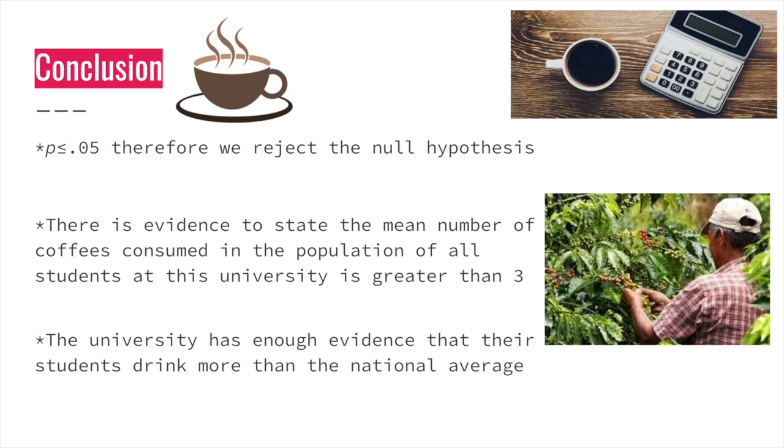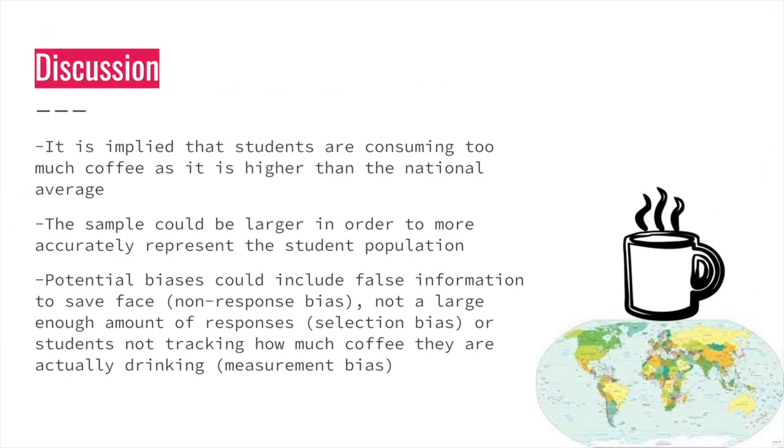It is implied that students are consuming too much coffee, as it is higher than the national average of 3 cups. In the future, to improve my study, I could make the sample larger in order to more accurately represent the student population. Potential biases for this could include false information to save face, where a student would lie because they don't want to admit how much coffee they have. This is known as a non-response bias.